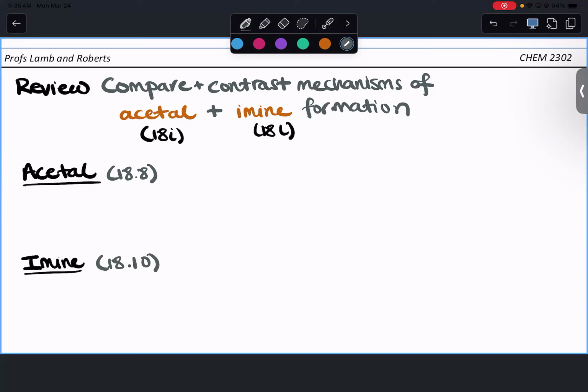So in both cases, in acetal and ketal formation, you're going to have an electrophile, which will be a ketone or aldehyde. In this case, I'm going to use an aldehyde because it's going to drive an important point eventually when we're talking about imine and enamine formation.